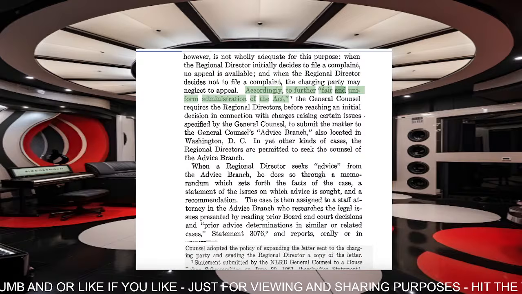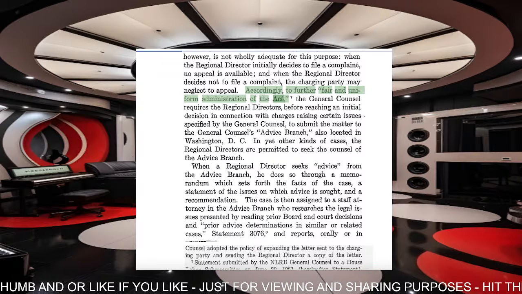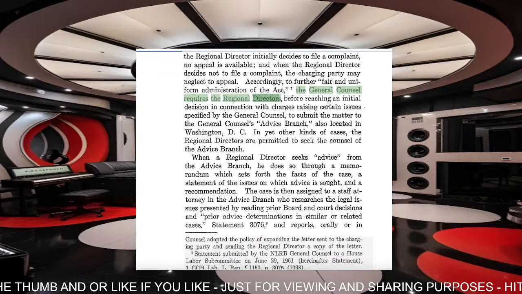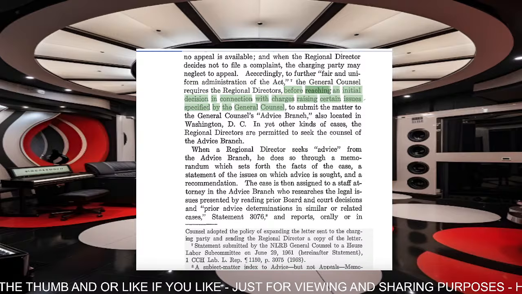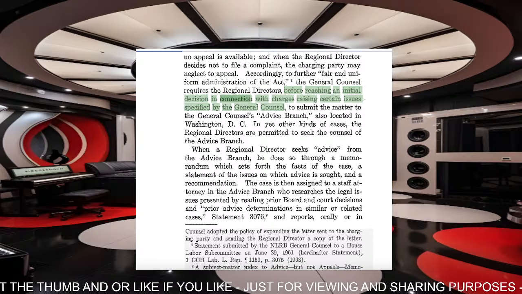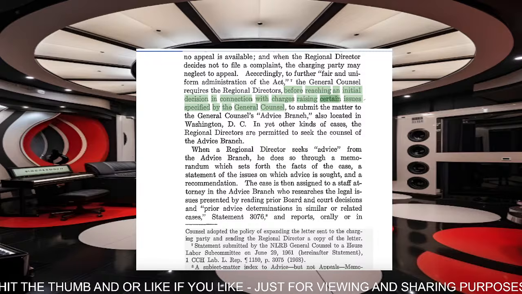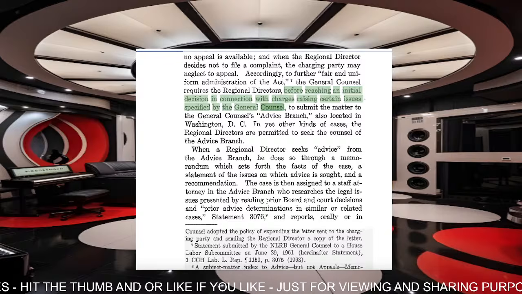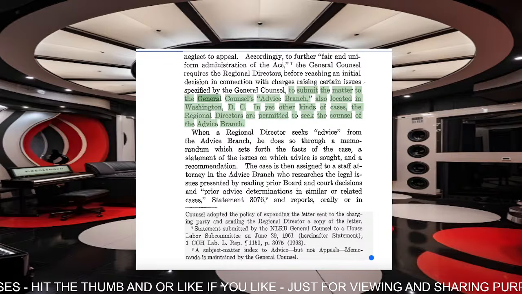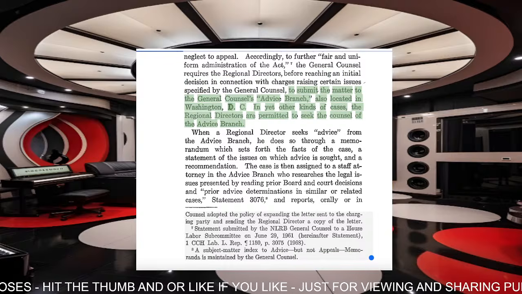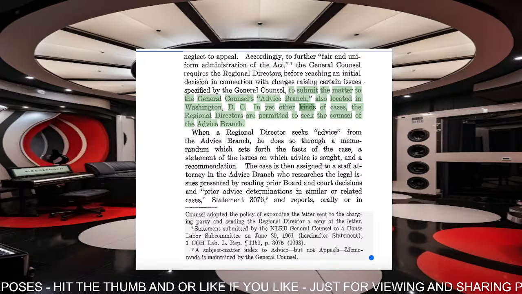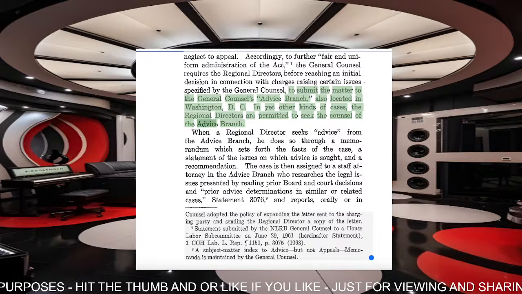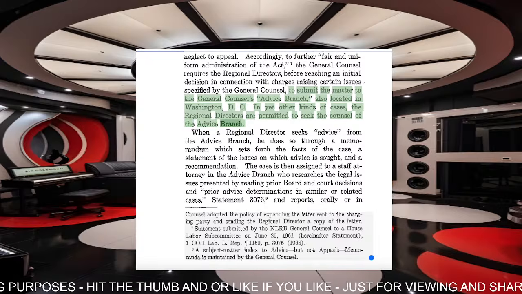Accordingly, to further fair and uniform administration of the Act, the General Counsel requires the regional directors, before reaching an initial decision in connection with charges raising certain issues specified by the General Counsel, to submit the matter to the General Counsel's Advice Branch, also located in Washington, D.C. In yet other kinds of cases, the regional directors are permitted to seek the counsel of the Advice Branch.